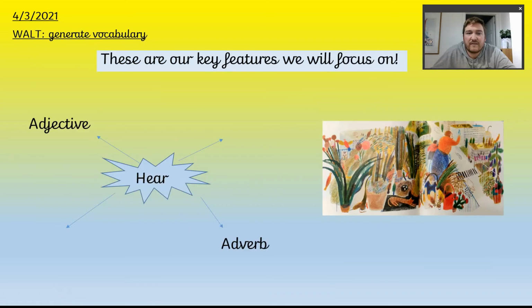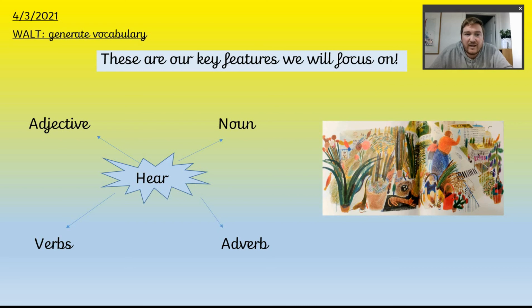So we're going to have a look at 4 different word classes again today, and we're going to look at one of our key features to start with. In this case, we're looking at hearing. What can we hear? And we've got an adjective, noun, adverb, and a verb. You can play around with lots of different ideas here, but we're going to use these as a start in terms of giving us all the vocabulary you need to create a sentence tomorrow.